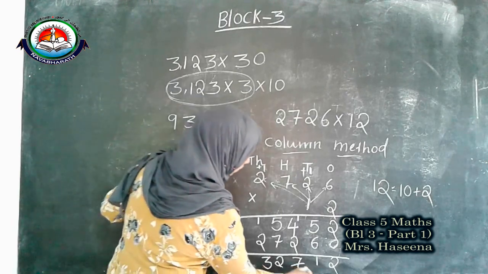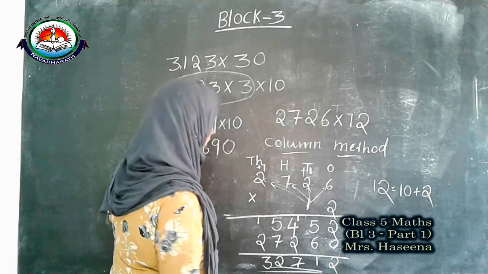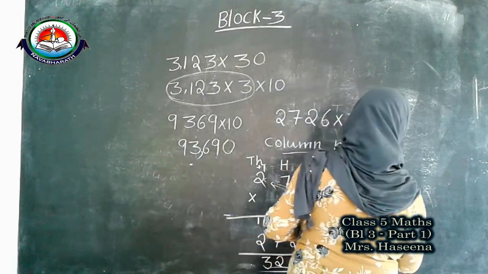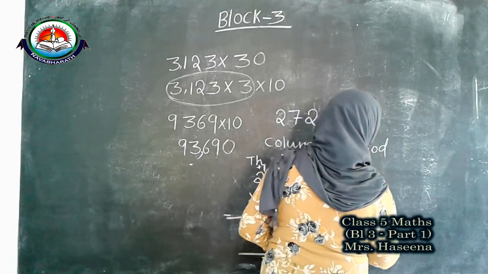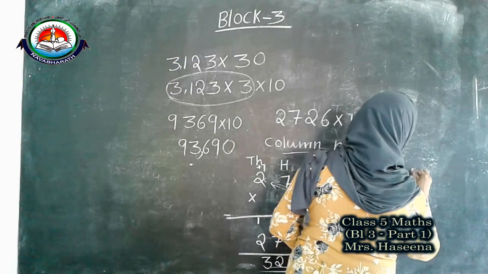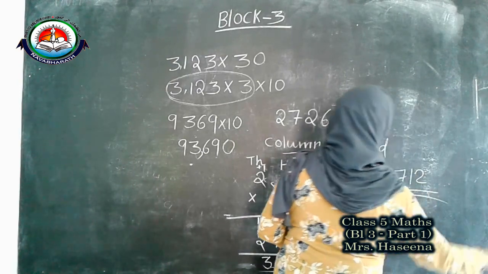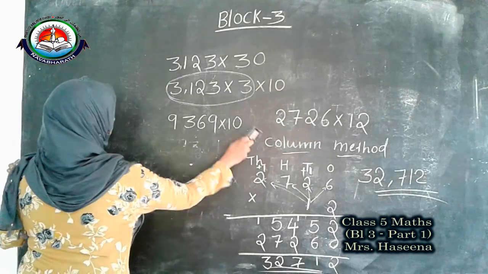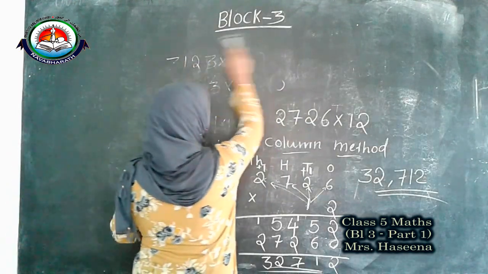Then what is the answer? 32,000. What is the answer? 32,712. Understood, all of you? One more question I will show you like this.